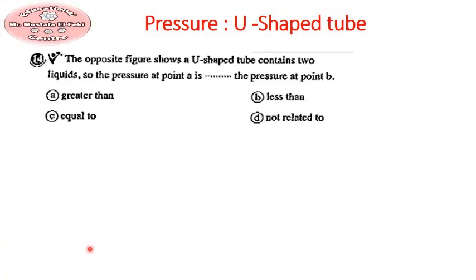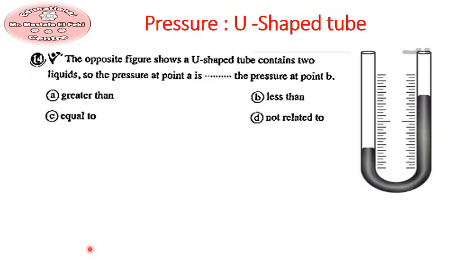The opposite figure shows a U-shaped tube that contains two liquids. So the pressure at point A equals how much compared to the pressure at point B? These are the two points A and B. This is the separating surface between the two points. Here is H and here is H, and the pressure depends on the height. Pressure is directly proportional to the height. So high liquid surface, more pressure; low liquid surface, low pressure. Then the pressure at point A is less than the pressure at point B.